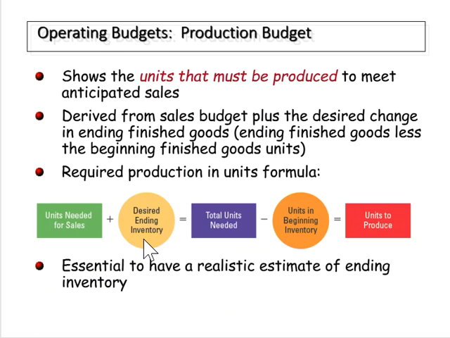Add to it any desired ending inventory. Sometimes we want to have a little extra cushion just in case sales go up. That will tell us the total sales needed. Subtract our units in beginning inventory, so any units that were left over from the previous period, and that will tell us how many units that we need to produce.